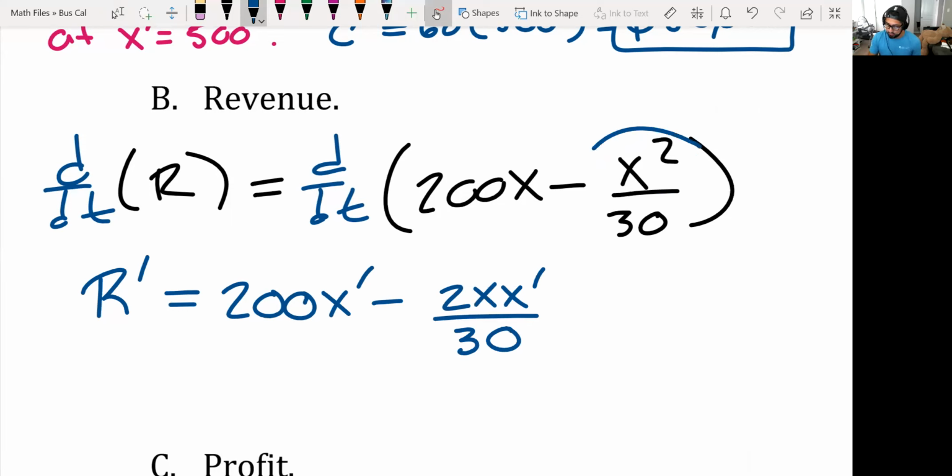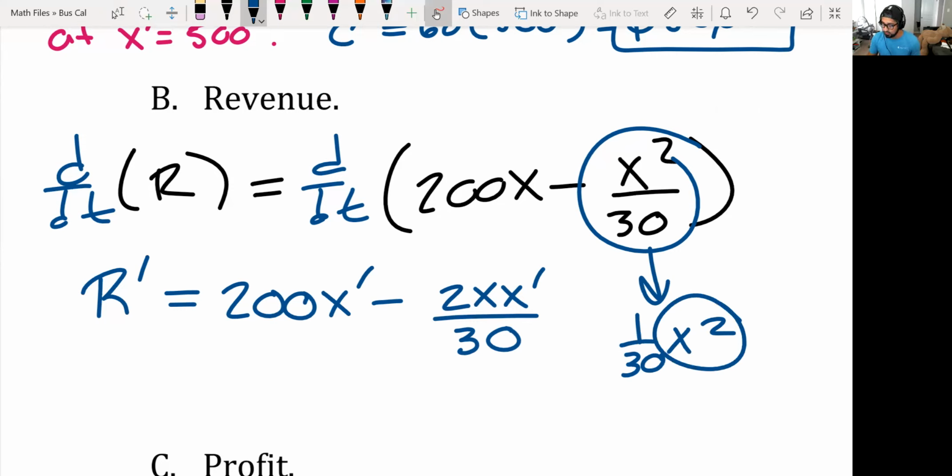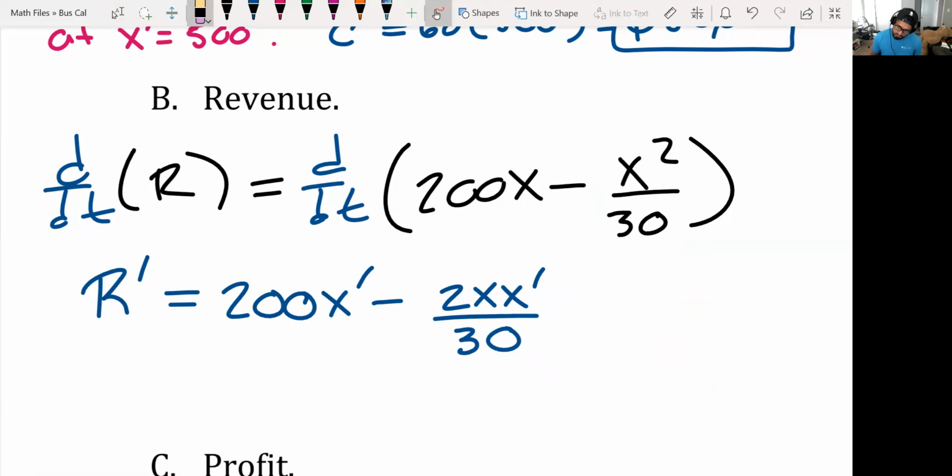And the reason I can rewrite it like that is because x squared over 30 is the same as 1 over 30 times x squared. So all we're taking the derivative of is x squared, which becomes that, and you put it back over 30. That's it. Or to keep it really simple, you just have to take the derivative of the numerator. All right, there is our derivative. Now all we have to do is plug in for x and x prime. We can reduce as well.